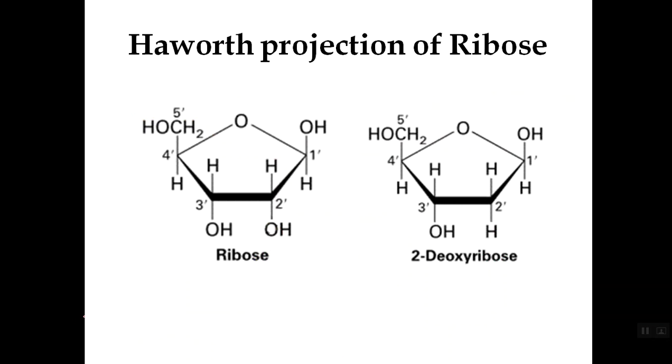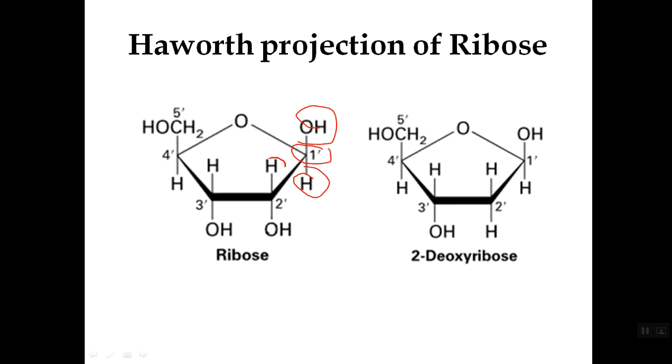This is the Haworth structure, or the Haworth projection, of ribose. Earlier you saw how we write the ribose structure in the Fisher projection. This is the Haworth projection of ribose. Here, since there is cyclic ring formation, the C1 atom will be having OH on the top and H below the plane of the Haworth structure.